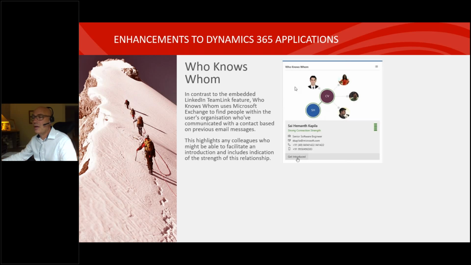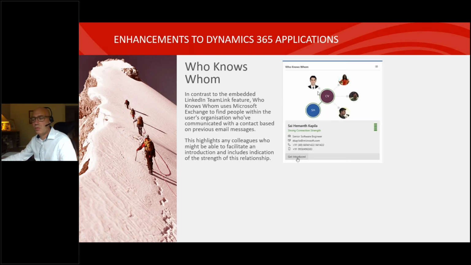Okay, so if I want to get in contact, if I want to get an introduction to this chap whose initials are CV, I want to get Sai to introduce me. And so again, it's given me a little handy button here. It's called Get Introduced. And that'll send a notification over to Sai and say, hey, I want to get introduced to CV. Can we get that sorted out? So this is using AI.